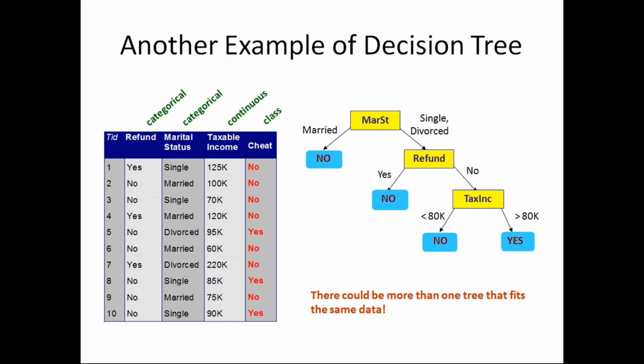If the guy is single or divorced, then we will go for refund. And further, if you are not able to decide with refund also, because refund is no, then you go for your tax income, and then you finally decide whether he is going to cheat or not. So basically from one data set you can make numerous decision trees depending upon what attributes you have. Here, if there are three attributes, you can make three decision trees, right? Or maybe more, maybe three factorial.